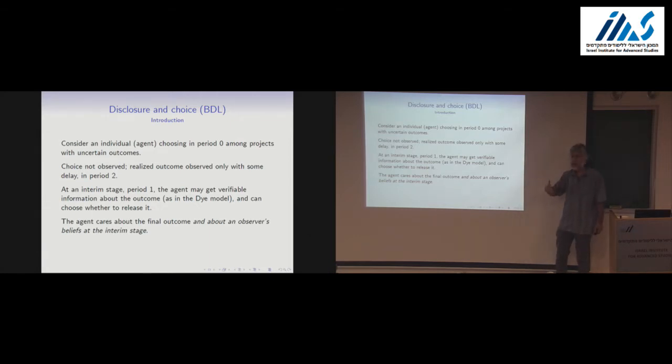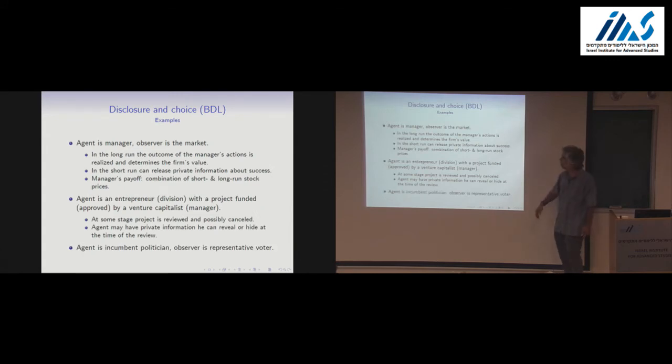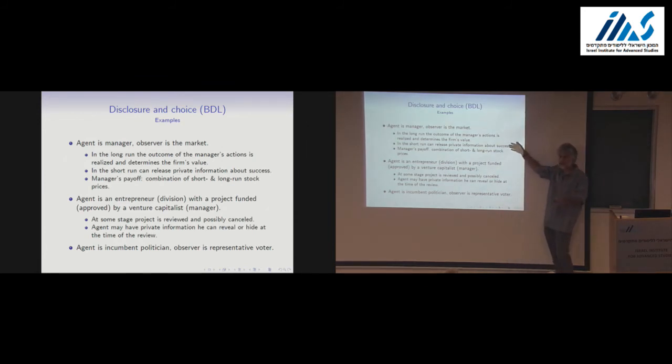when he's presenting. So as before, you can think of a couple of stories that correspond to this. The agent is the manager as before, and the observer is the market. In the long run, the outcome of the manager's actions is observed and determines the firm's value, so the outcome is realized. In the short run, the manager can release some private information about what's happening in the firm, and he can choose that strategically. Okay, he can reveal more successes than failures, for example. And the manager's compensation is going to be a combination of the value of the firm in the short run based on the information released or not released there, and the information at the end of the game.